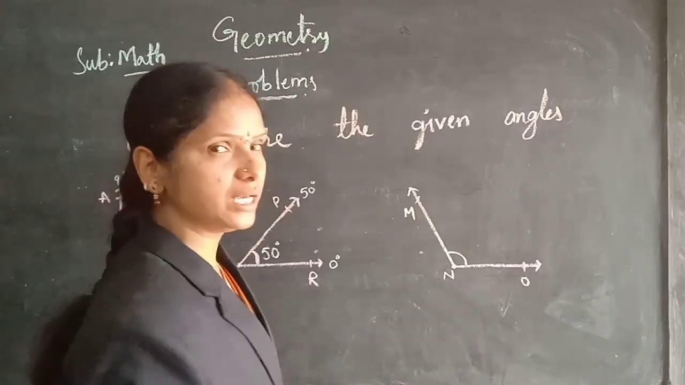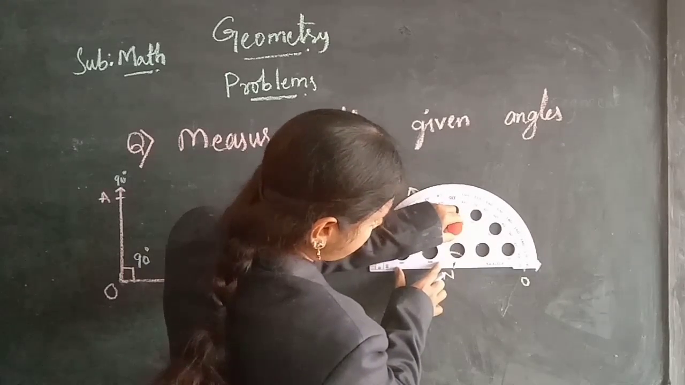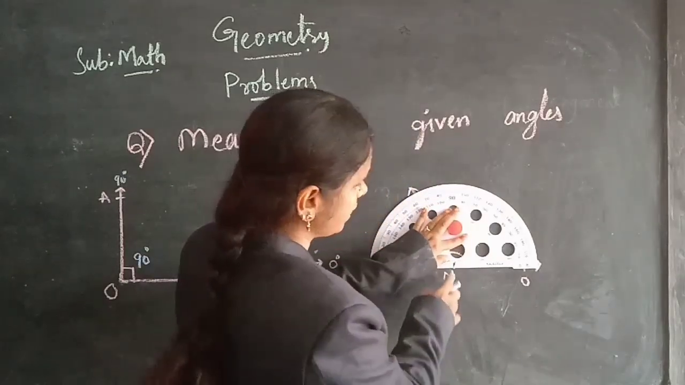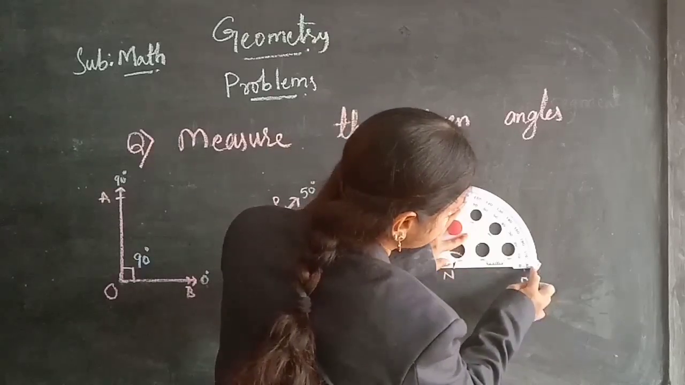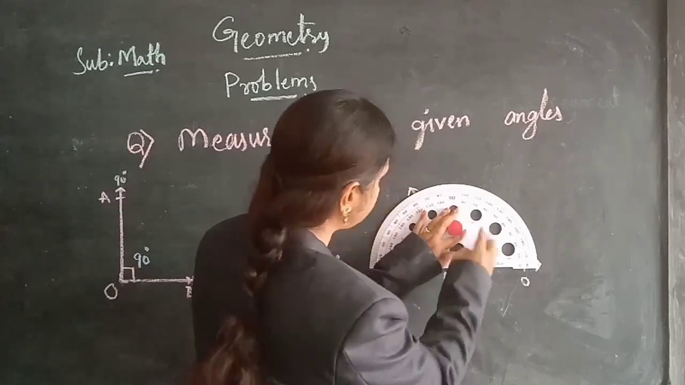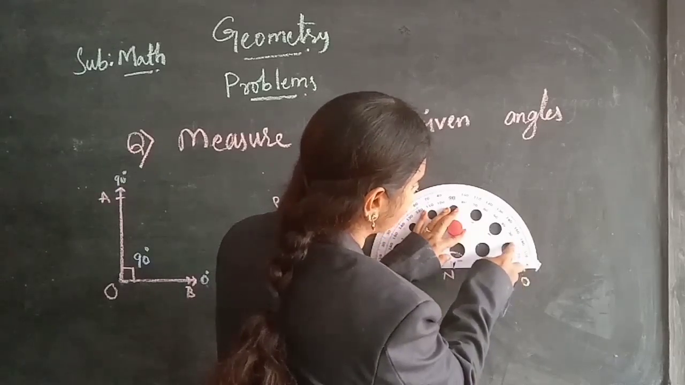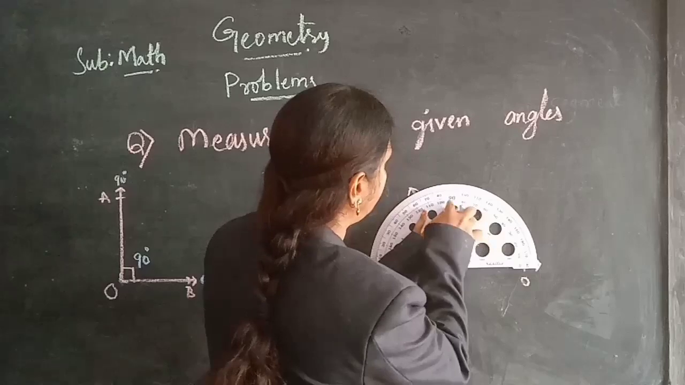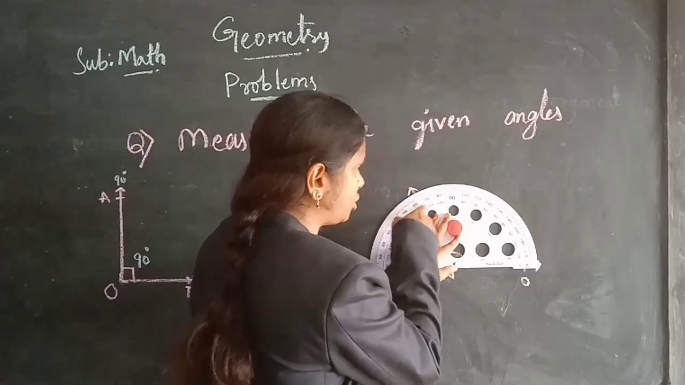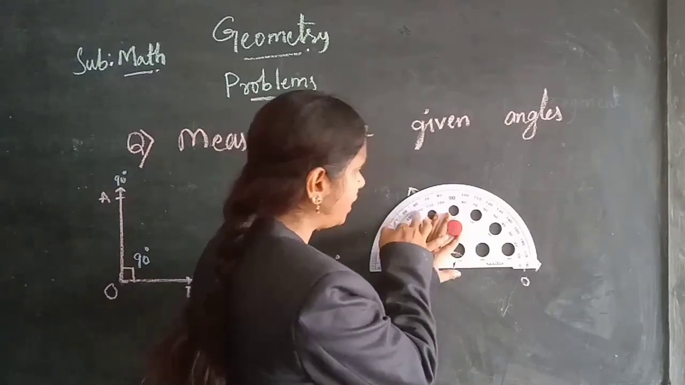Now coming to this figure here. See, N is the midpoint, or you can call it the vertex also, the vertex of the angle. Now you see here I fixed N at the vertex, the midpoint, in the middle, and here this is O, the initial ray, NO is the initial ray, and this is 0 here. Now let's count the inner scale numbers. 0, 10, 20, 30, 40, 50, 60, 70, 80, 90, 100, 110, and it is lying between 110 and 120, children. It is not exactly on 110 and it is not exactly on 120.